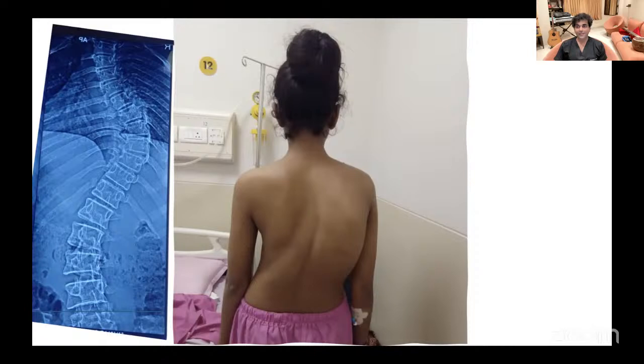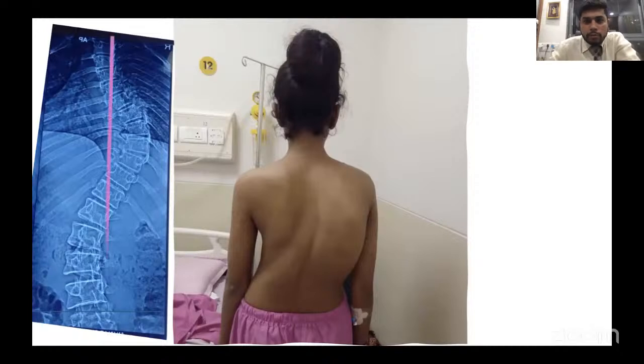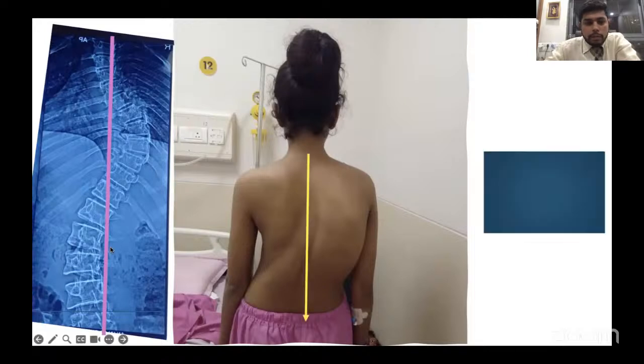So the hospital does not have full X-ray facility, so we would just be able to find the CSVL based on the pelvis and ribs that we could see here. So it is more like type C lumbar because the apical lumbar vertebra is completely shifted from the CSVL. So we classified this as Lenke type 1C.